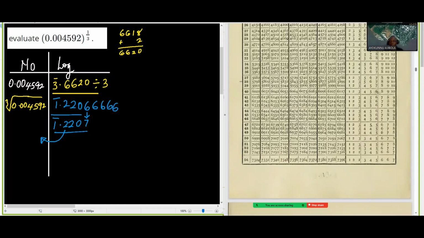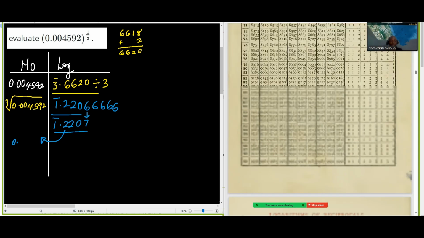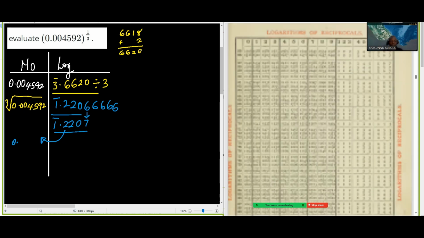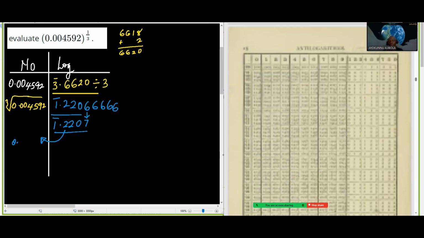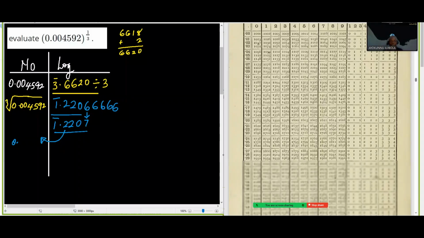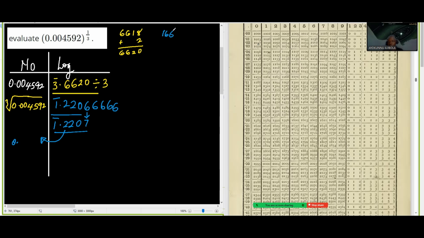So we need to go and check antilog, but our antilog always comes with 0 point something. So we now go ahead and check the antilog table. This is antilog 22 under 0, difference 7. That's 22 here under 0, that is 1660. Then difference 7 is 3. So 1660 plus 3 is 1663.